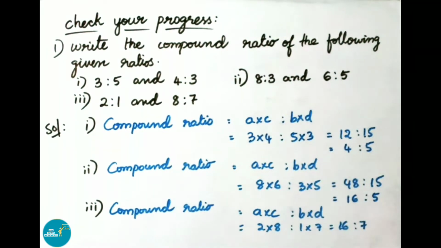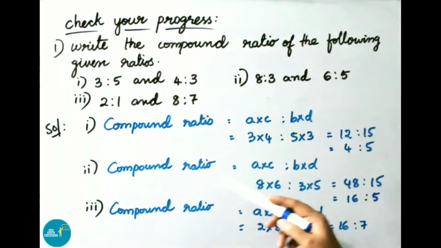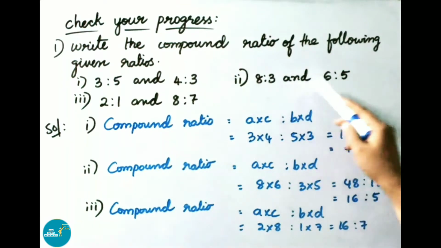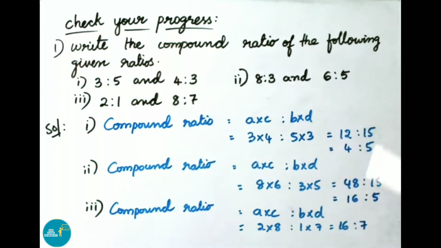Second question, 8 is to 3 and 6 is to 5. The compound ratio formula is A into C is to B into D, that is 8 into 6 is to 3 into 5. That equals 8 6s are 48 is to 3 5s are 15. Dividing both terms by 3, 3 16s are 48 and 3 5s are 15. So the compound ratio for the second one is 16 is to 5.